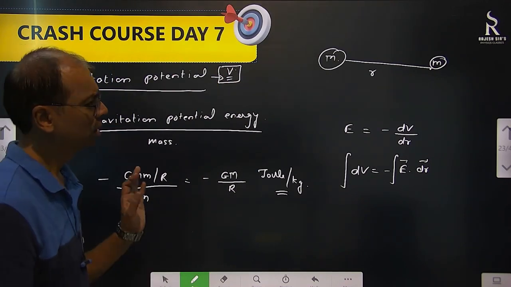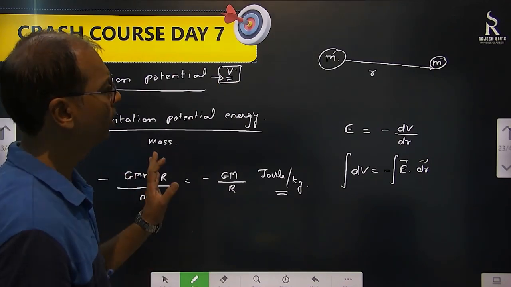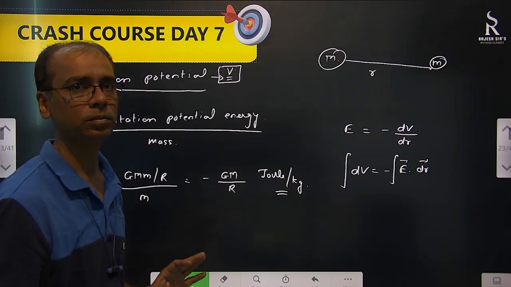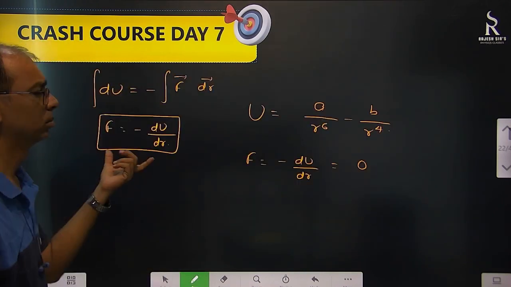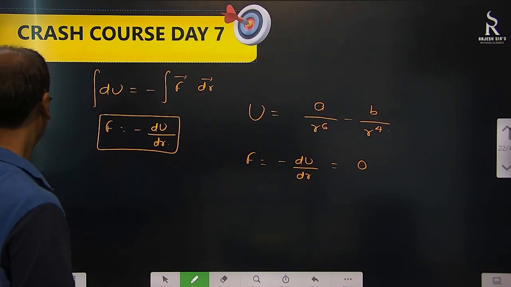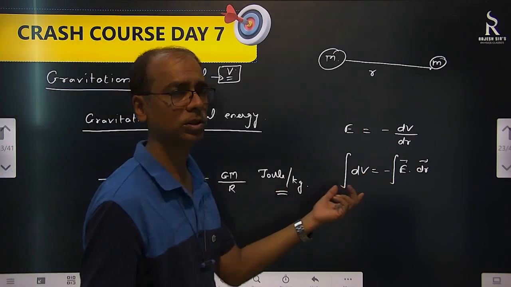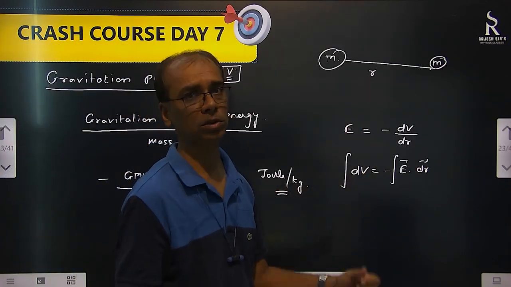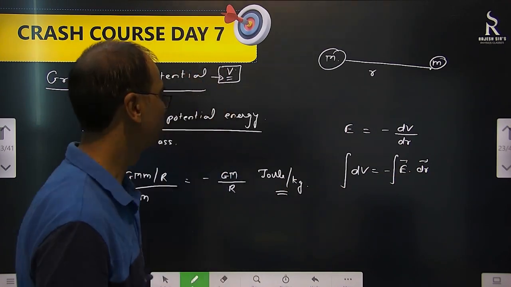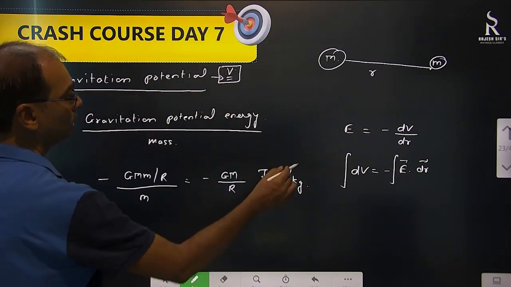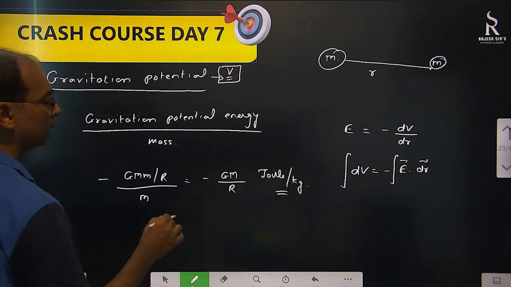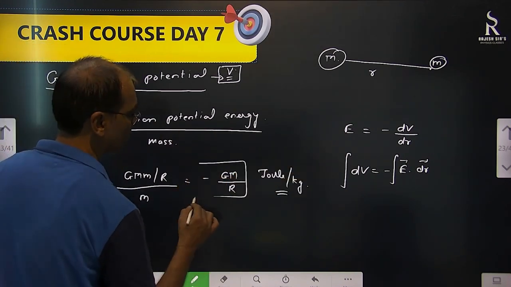Remember that. On this one, fewer questions are asked, very few. But on this one as such, very few questions are there. These questions will be more in electrostatics. Okay. So dV equal to minus E dr and E equal to minus dV by dr, and the formula for the potential is minus G M by r.